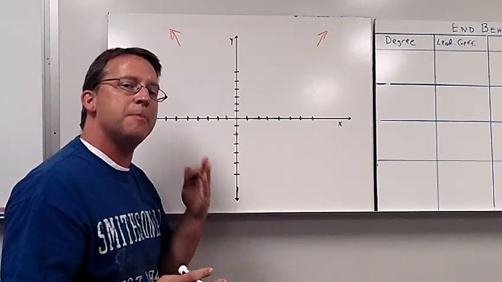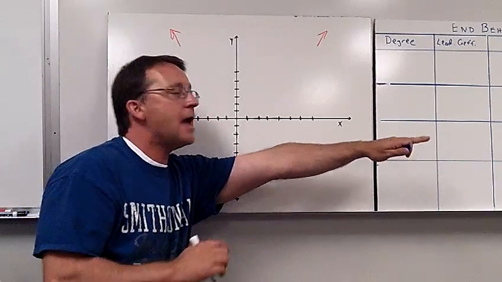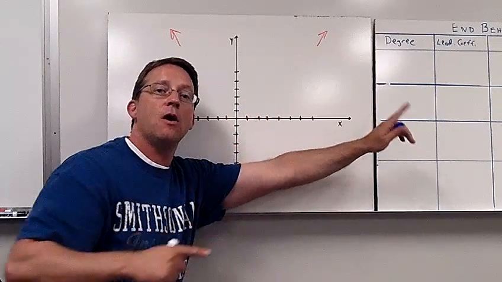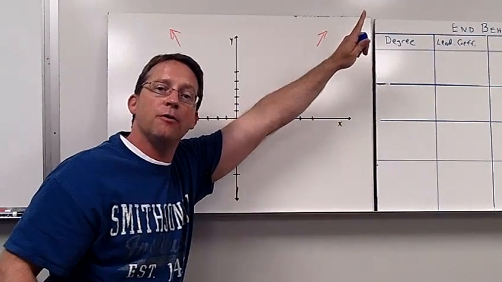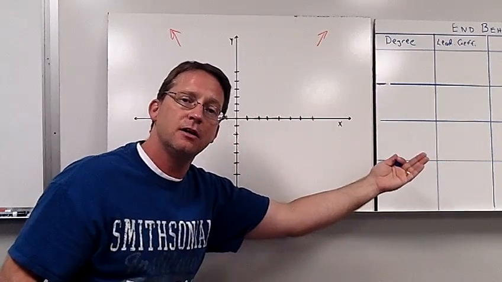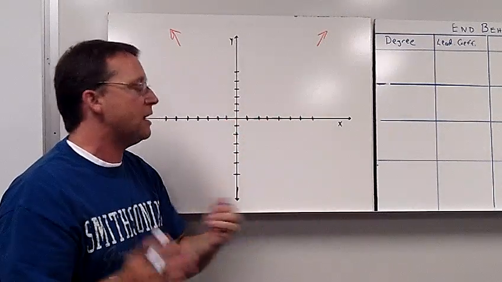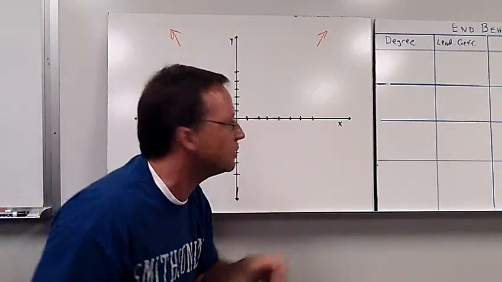So as that happens, as x approaches infinity, as x gets bigger and bigger, what's happening to y? Look at that arrow. The y's are getting bigger and bigger and bigger as well. So as our x values are approaching infinity, our y values are also approaching infinity. Here's how we're going to write that out. I'm going to put this in our chart.